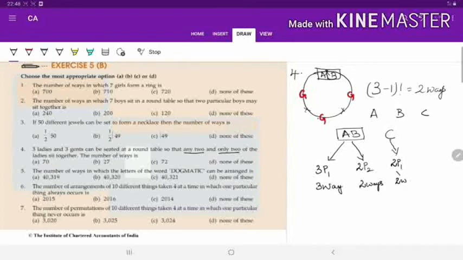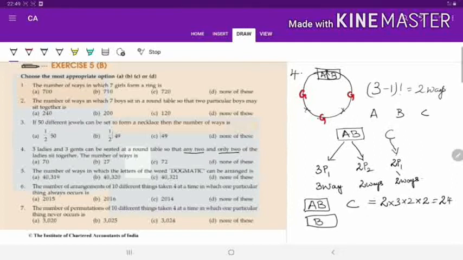Now let us calculate the total permutation for this arrangement: A and B together and C sitting alone, along with the 3 gents. For the gents we have 2 ways, into, for A and B together, we have 3 into 2 ways, and for C we have 2 ways, which is 2 into 3 is 6, 6 into 2 is 12, 12 into 2 is 24. So 24 different ways.